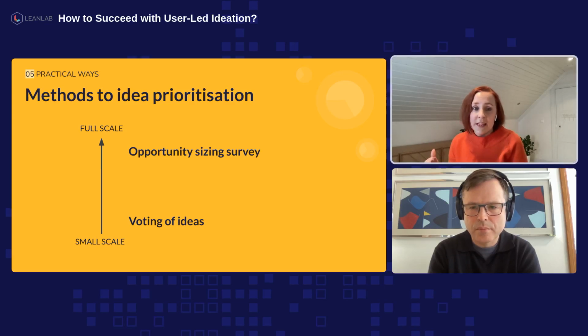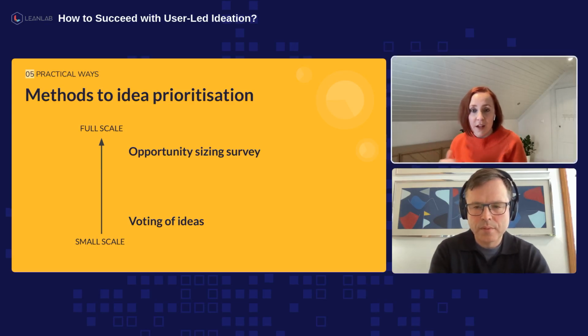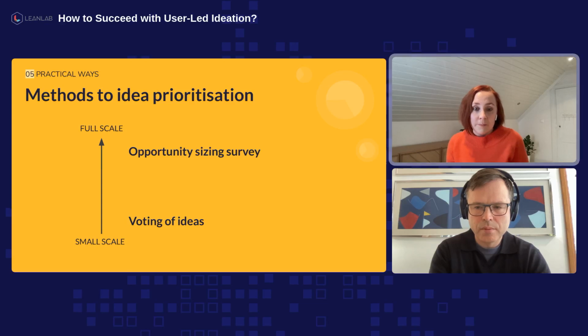But in between these two options, you obviously have variations of this within the scale. So the key thing is just to get going, at least get started with the voting, and then expanding from there, depending on a little bit of what your ideation process looks like.